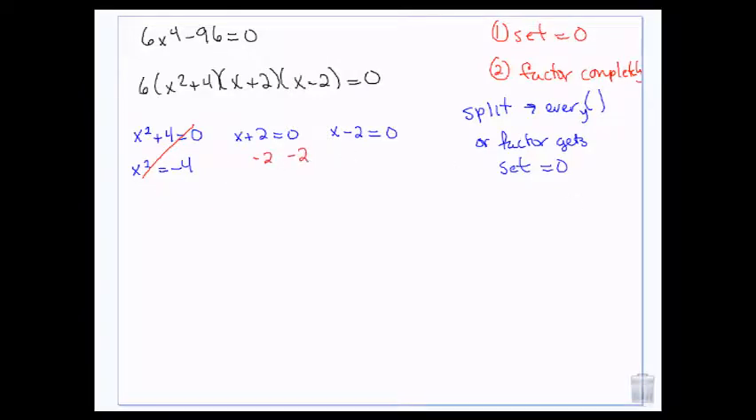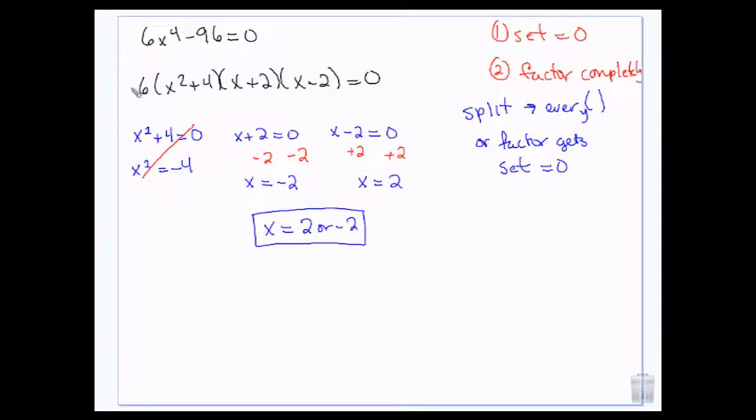I'm going to subtract 2 from both sides here, and I'm going to get x equals negative 2, and I'm going to add 2 to both sides here to get x equals positive 2. So in this particular case, x equals 2 or negative 2. We had an imaginary solution, but we're not in the imaginary number system, so we just ignore that for right now. Okay.